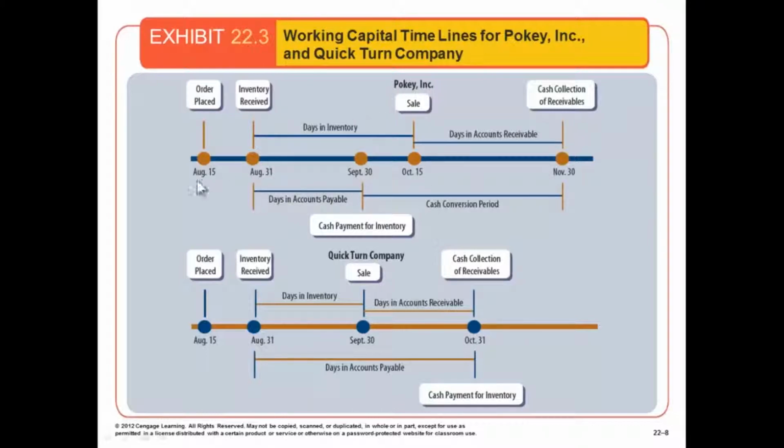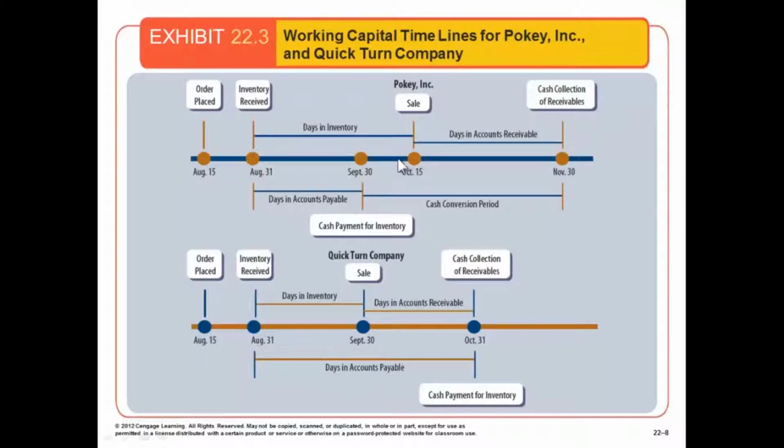All right, so in Pokey, I order something on August the 15th. It's delivered 2 weeks later on August the 31st. It stays in inventory for, how long is that? 45 days, August 31st, September 30th, October 15th, 45 days roughly. And then we sell that inventory, and now it goes into accounts receivable, and it stays in accounts receivable for another 45 days.